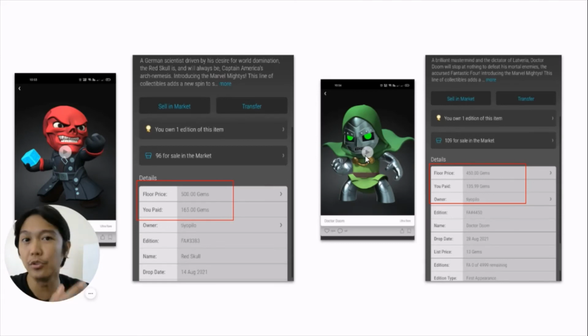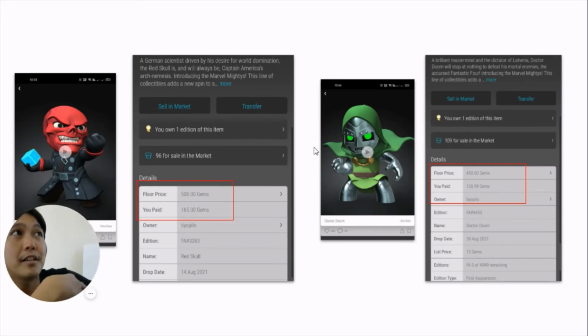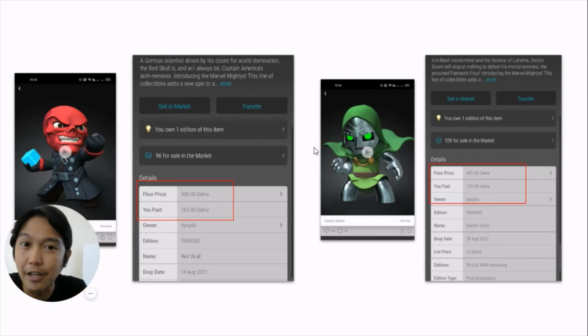Then this is Doctor Doom. If you're familiar with Fantastic Four, this is the villain. I bought it for 135 gems, and in the marketplace, as of this video, its value is 450 gems, or dollars. This is part of my collection, so I'm not flipping it as of this video, but later on, years from now, its value may appreciate and I could flip this one too.